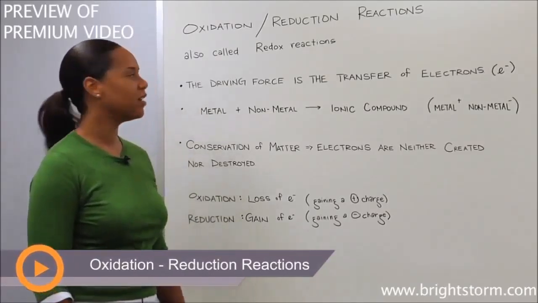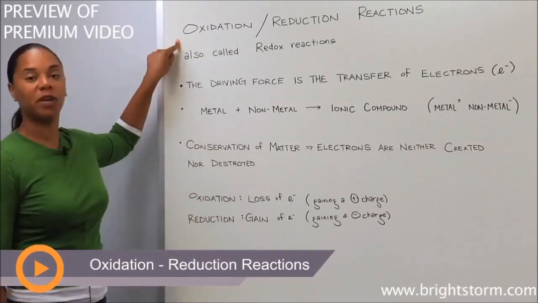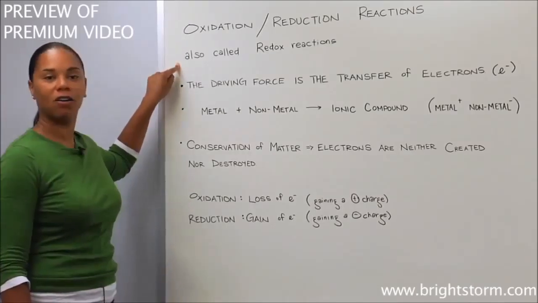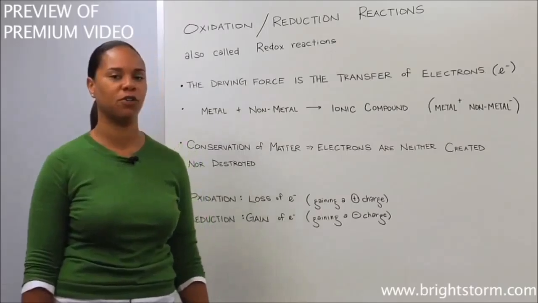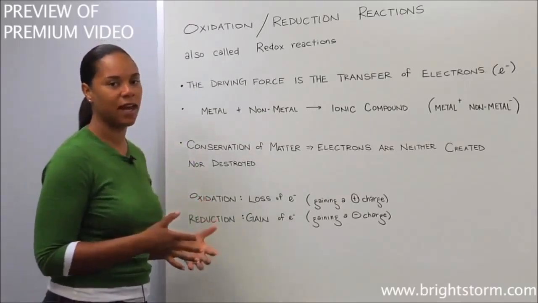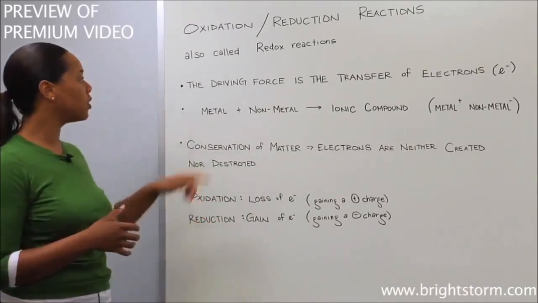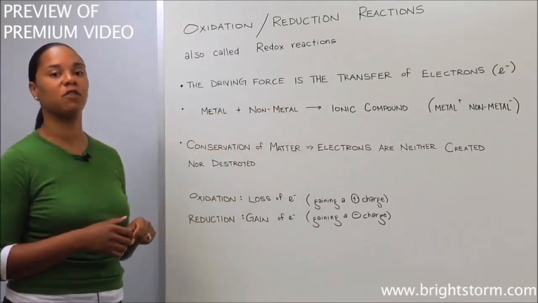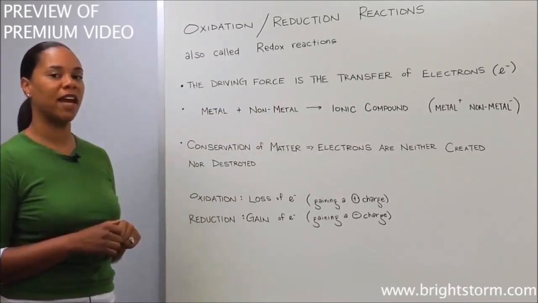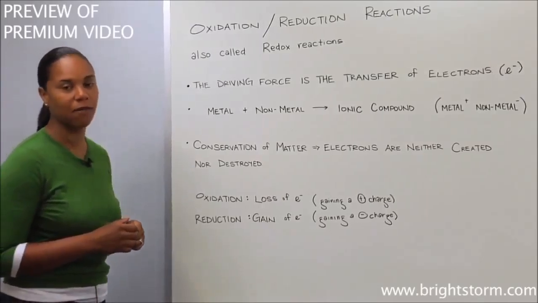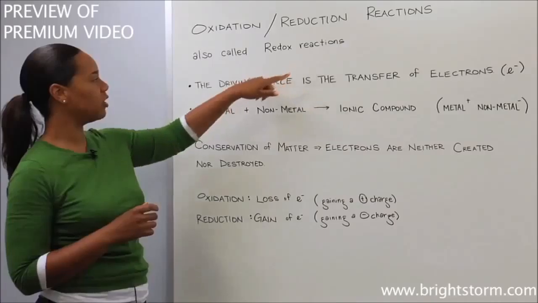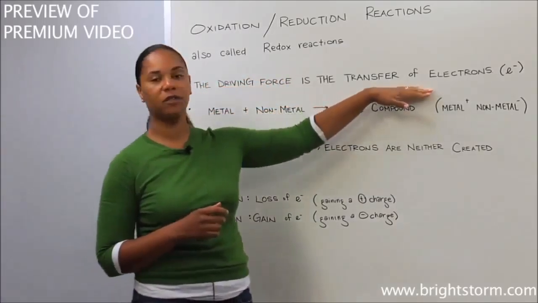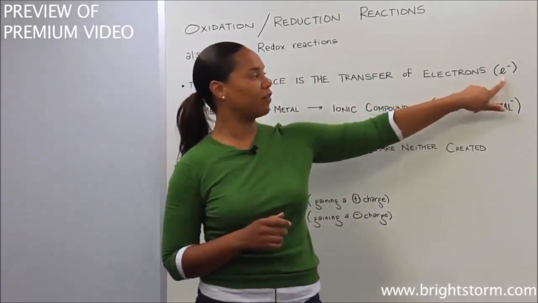Hi guys, so we're here talking about oxidation reduction reactions, which are also called redox reactions. You might recall recently that you've learned about other types of reactions, say a precipitate reaction for which the driving force is formation of a precipitate, or perhaps an acid-base reaction for which the driving force is formation of water. So with an oxidation reduction reaction, the driving force is the transfer of electrons, which throughout this section I'll denote as e-.